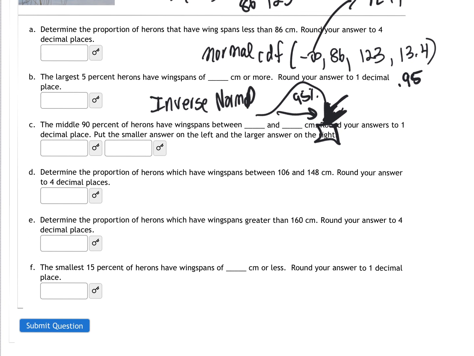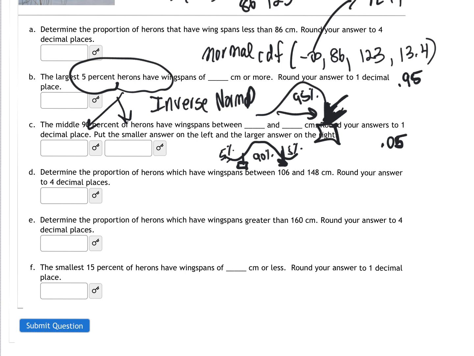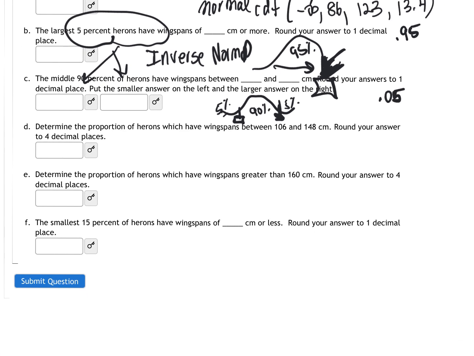Middle 90%. So the middle 90% is the same as finding the top 5% and the bottom 5%. Hey, fun fact, that should just be whatever this number was, positive and negative, or not. No, that's not true. In a standard normal curve, it would be whatever that was, positive, negative. You're going to have to do the top 5%, 95, and then the bottom 5%, same thing, inverse normal, use the area of 0.05.